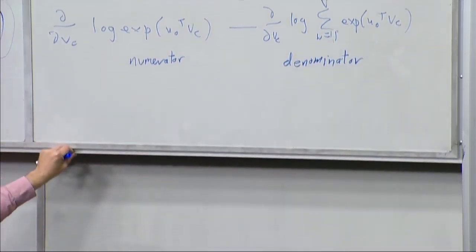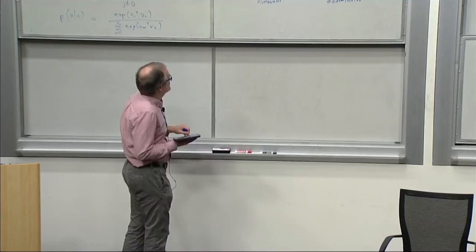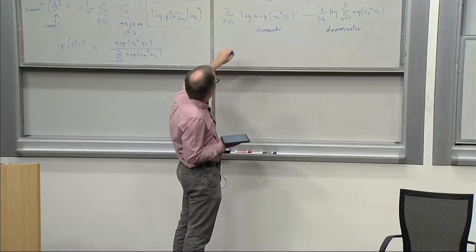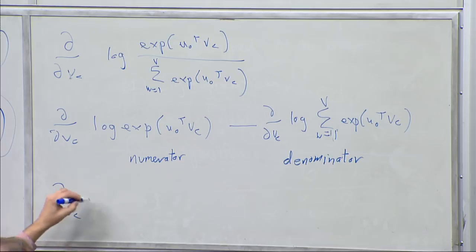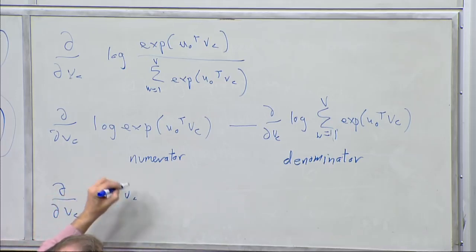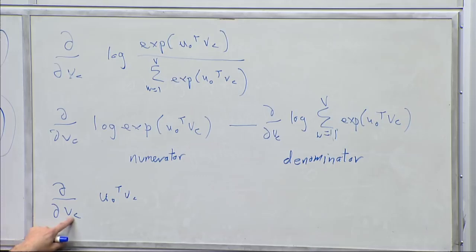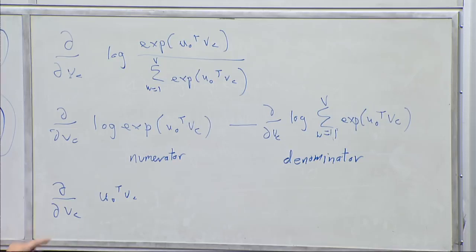Okay, the part that was the numerator is really easy. Log and exp are just inverses of each other, so they cancel out. So we've got the partial derivative of UO transpose VC. At this point I should remind people that this VC is still a vector, because we had a 100-dimensional representation of a word. So this is doing multivariate calculus. If you remember any of this stuff, you can say, oh, this is trivial. The answer to that is UO, done. And that's great.